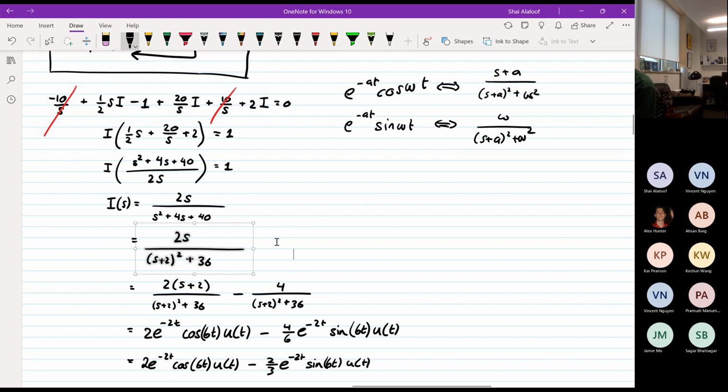And then on the top, if you look at the identity, the cos one has s plus a on the top. So I'm just going to factor out the 2 because it's just a factor. I'm going to take it out the front, and then add 2 and subtract 2, so I've got s plus 2 here. Actually, I'm adding 4 and subtracting 4 because of the 2 factor. So I've got 2 times s plus 2 divided by s plus 2 whole squared plus 36.